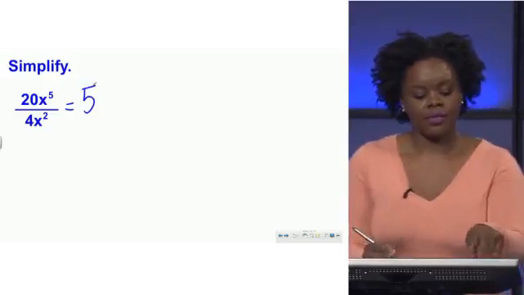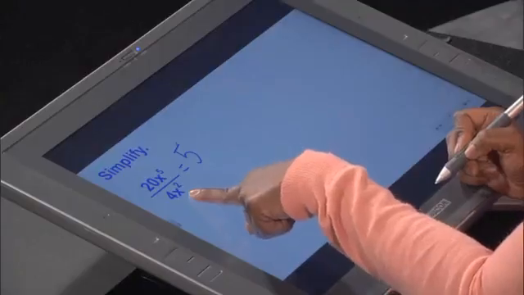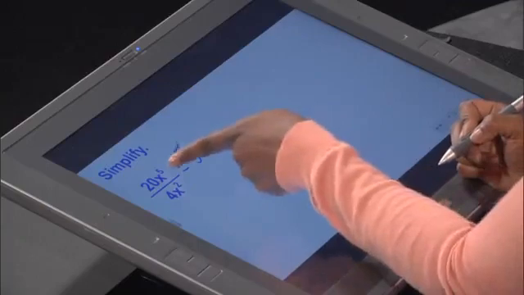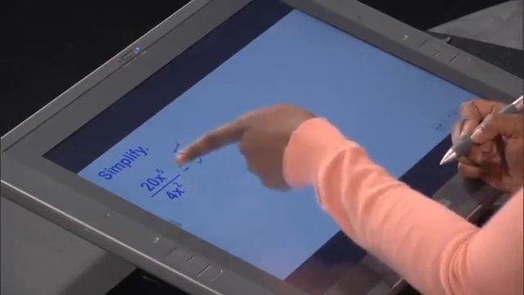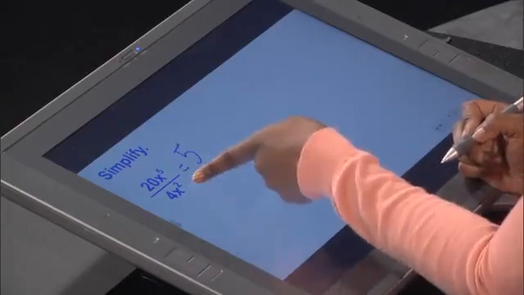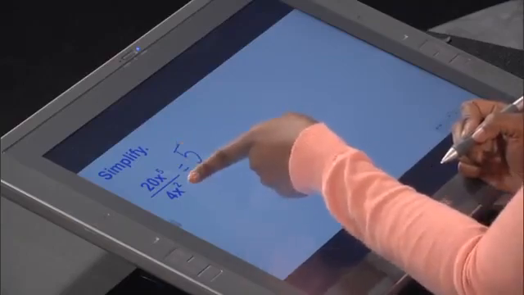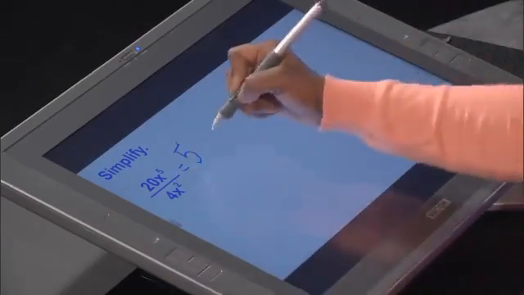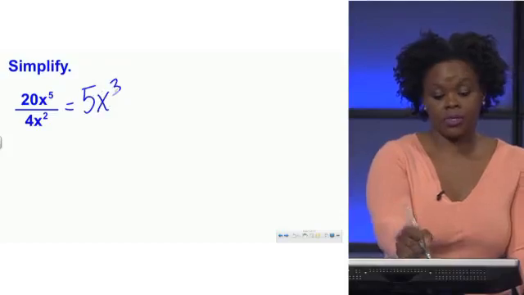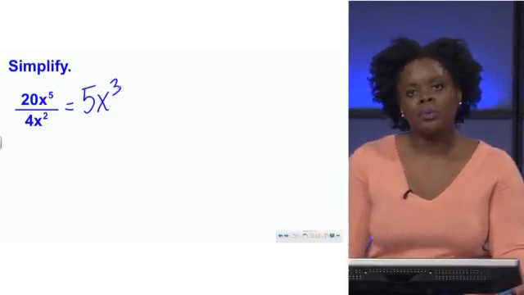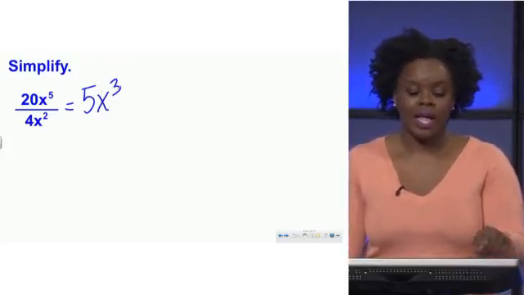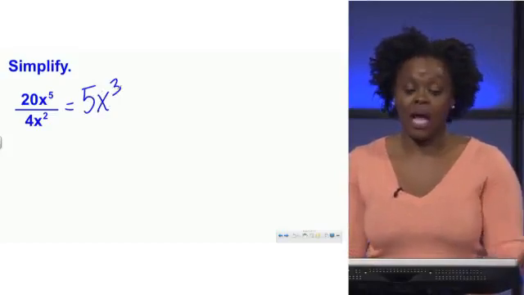And then x to the fifth divided by x squared. The laws of exponents tell us that when we have a quotient of powers, we subtract the exponents. So 5 minus 2, that's 3. So the other part of this is x to the third, okay? Do you remember we did that earlier in the course? That's going to help us learn how to divide polynomials.